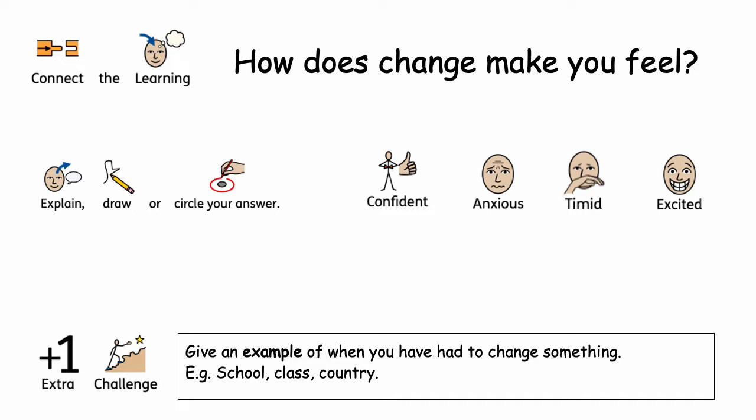So you might have had to change school when you started year 7. You might have had to change into a different class or a different teacher if your teacher has left or you've moved up a year group. Or you may have had to change country. You might have lived in a different country and you changed the country that you live in. So have a go at the first question, and if you've got time, challenge yourself with the extra challenge and write down your answer, giving an example of when you've had to change something.